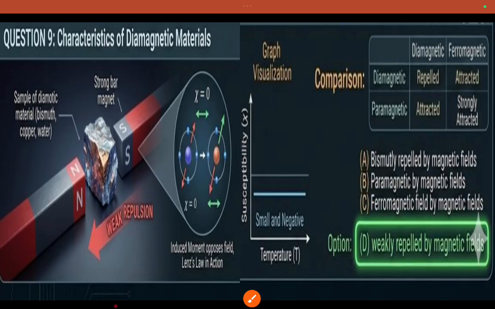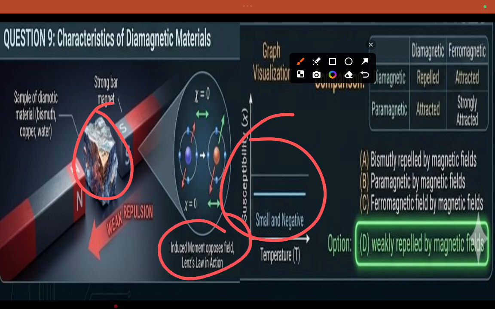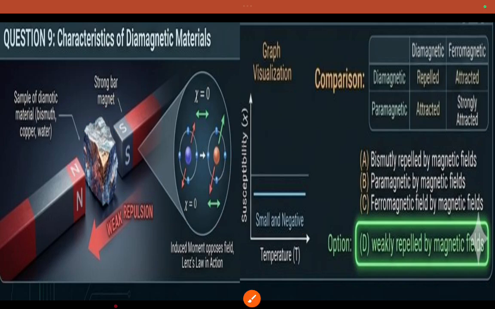Question number 9, the representation of the diamagnet. You can see that in a strong magnetic field it is weakly repelled. Examples are bismuth, copper, and water, which are weakly repelled. The induced moment opposes the field, which is about Lenz's law. We will see next: paramagnetic materials are attracted, and ferromagnetic materials are strongly attracted. Dia means repel, para means attracted, ferro means strongly attracted.